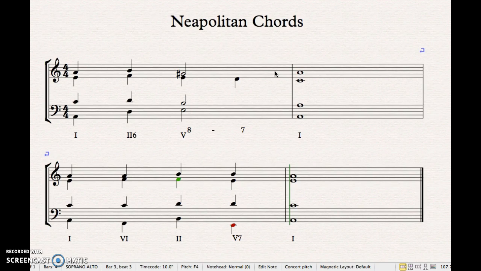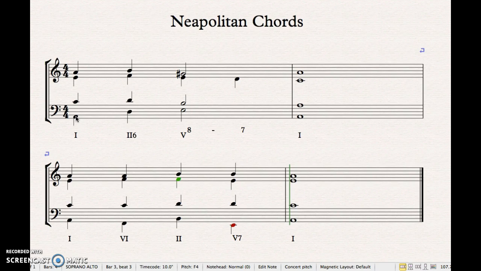So Neapolitan chords, as profound an effect as they have and as distinctive a sound as they have, are one of the easiest progressions to write in terms of voice leading. In fact, they're far easier to write than the diatonic progression that they're based on. Speaking of which, here's what we have.